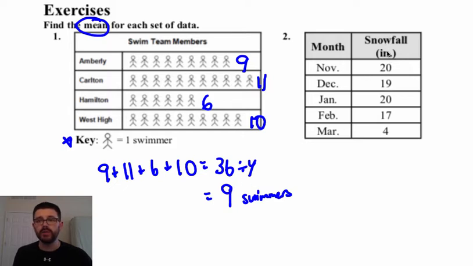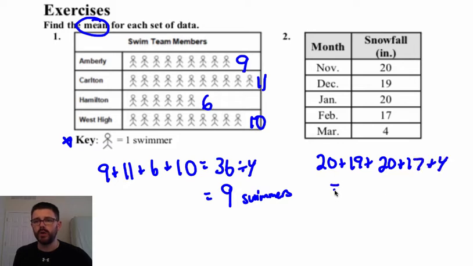Same thing here. Different snowfalls in different months of the year. We want to find the average or the mean snowfall per month. So we add them up. 20 plus 19, plus 20 plus 17 plus 4. We had that light month in March. We get a total of 80 inches over those 5 months. There were 1, 2, 3, 4, 5 months, or 5 sets of data. So we're dividing by 5, and we get 16 inches of snow.